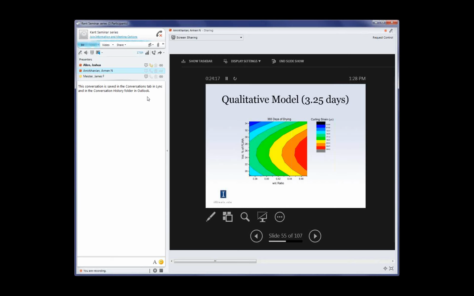So if your project requires you to cure for 3 days, well, then you can look at what type of mix you should come up with to reduce curling. Again, this is only curling. It's not looking at strength. It's not looking at performance. It's just purely looking at curling.